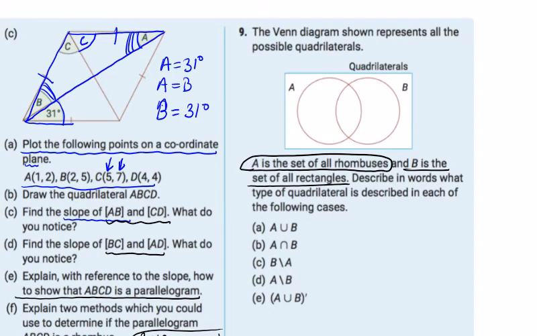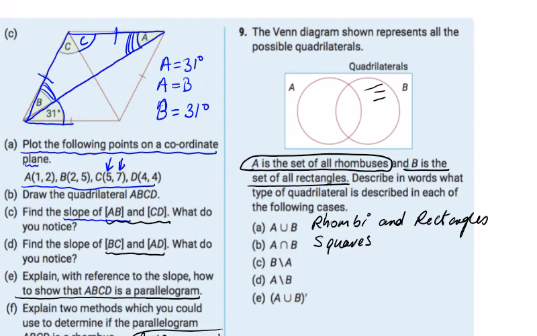So A union B. A union B is the set of all rhombuses and all rectangles. So all, I think you can say rhombi. All rhombi and rectangles is the two of them. A intersection B is where they're squares.